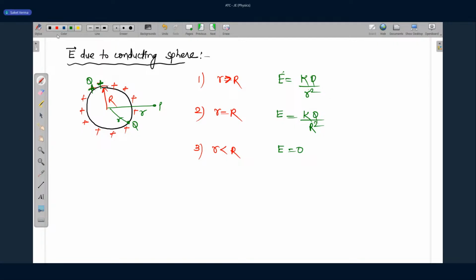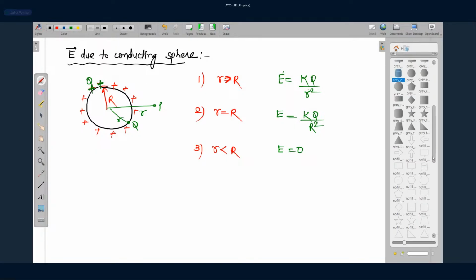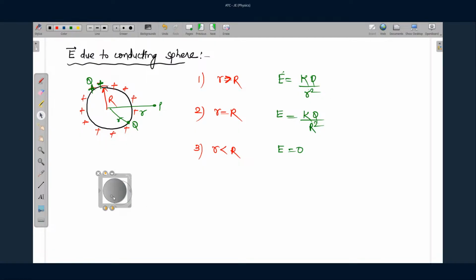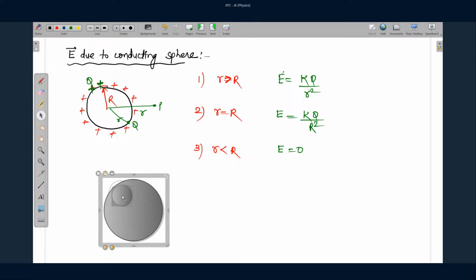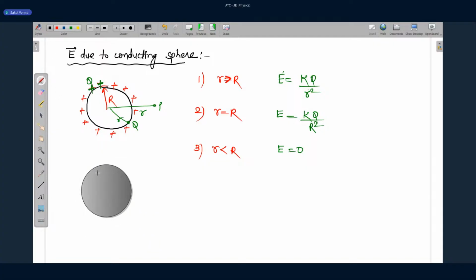Now in case of a non-conducting sphere, okay, like this, suppose there is a non-conducting sphere. So in that case, the charge will lie inside the sphere. So the charges will lie inside the sphere.